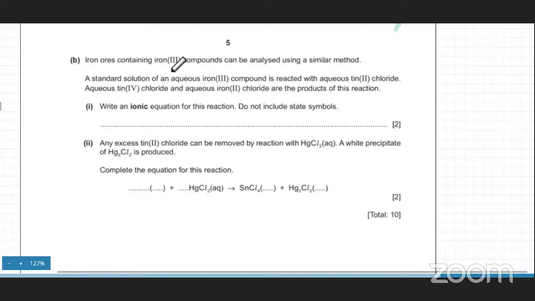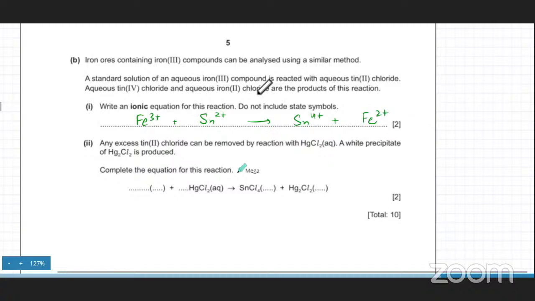It says that iron ores containing iron 3 compounds can be analyzed using a similar method. A standard solution of an aqueous iron 3 compound is reacted with tin 2 chloride, and you have to write an ionic equation. So iron 3 compound is reacting with tin 2 chloride. So we can write Fe3+ reacting with Sn2+. And he's saying that you're getting tin 4 chloride and iron 2 chloride. So the product is Sn4+, and the other product is Fe2+. So that's your equation.